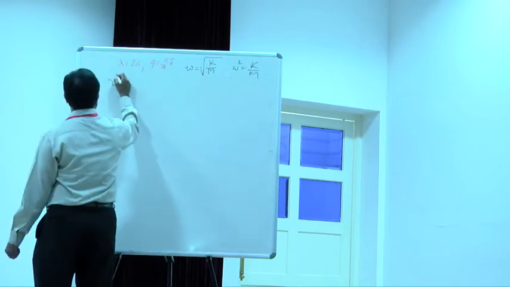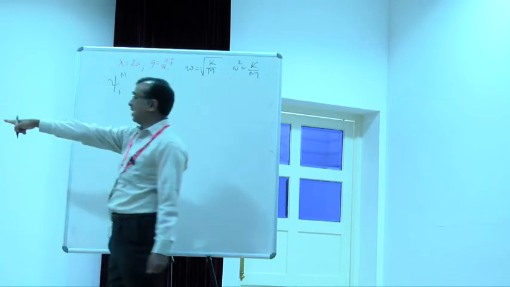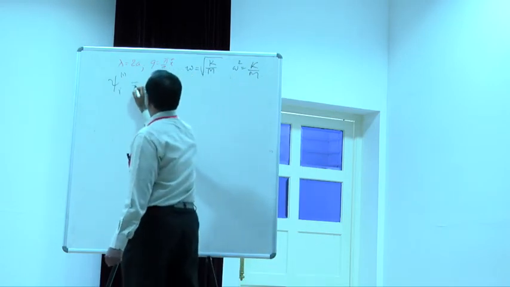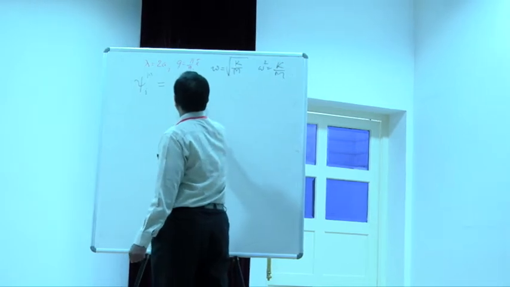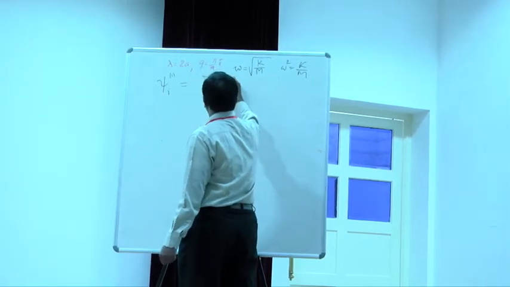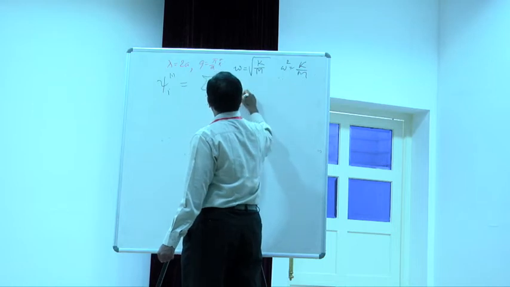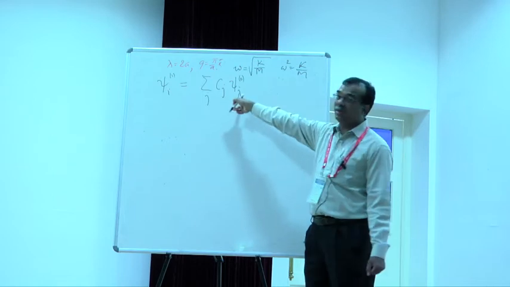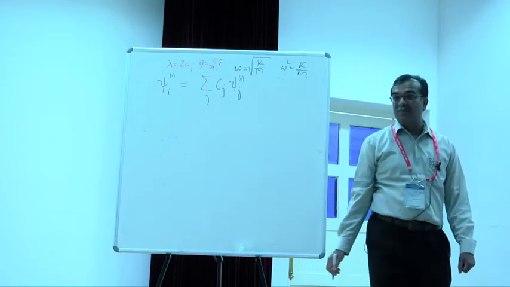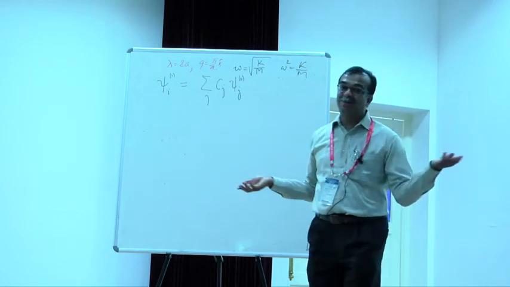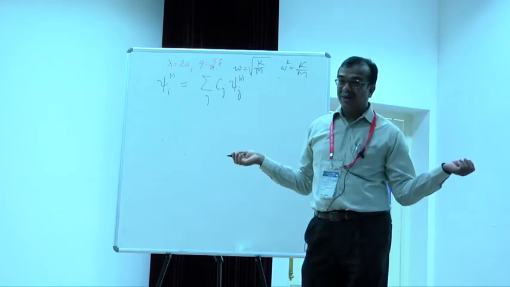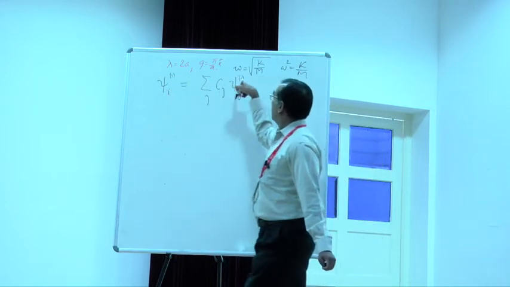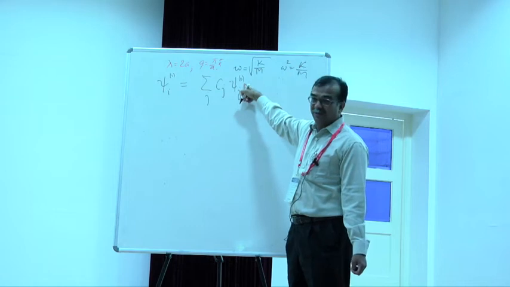My solution is going to be psi I1, right? That's what I'm solving for: linear response changes in the wave function. So to get this in real terms, I will write the linear response wave functions as a linear combination of my ground state wave functions, with coefficients Cj. It's always possible because they belong to the same Hilbert space. So I can always write the linear response wave function as a linear combination of ground state wave functions.